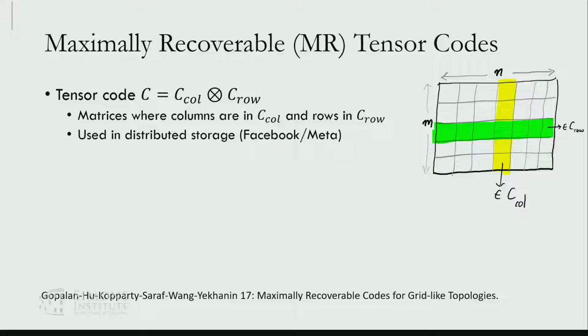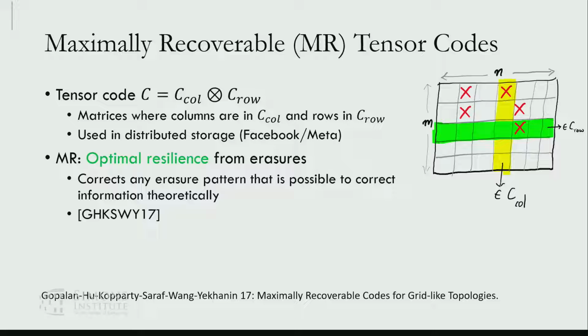And they have these nice locality properties. For example, if this symbol is erased, or some few symbols in this column are erased, I only need to look at things in this column. But I have 2 ways to do it, either by the rows or the columns. So they have nice properties which become useful in distributed storage. So, for example, a tensor code is used in Facebook to store data.